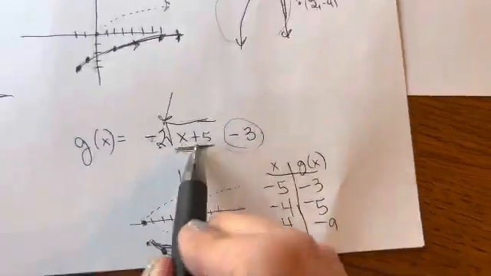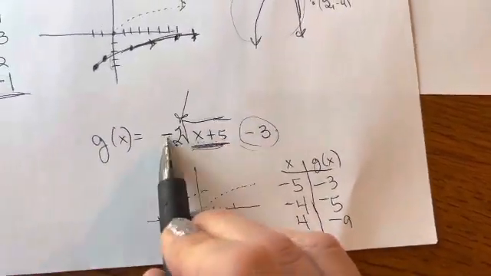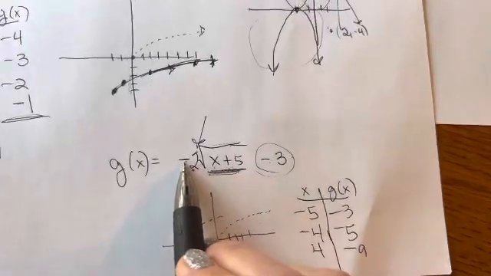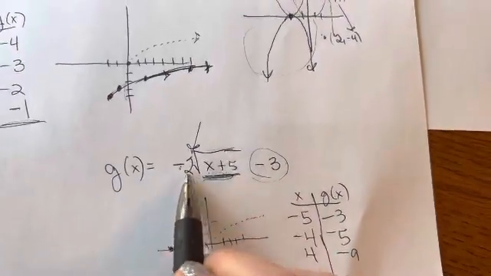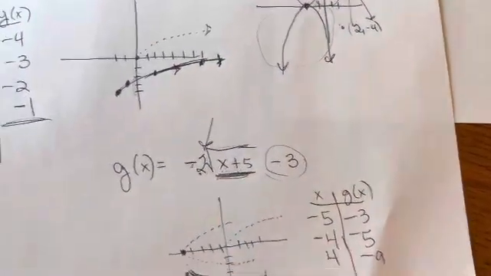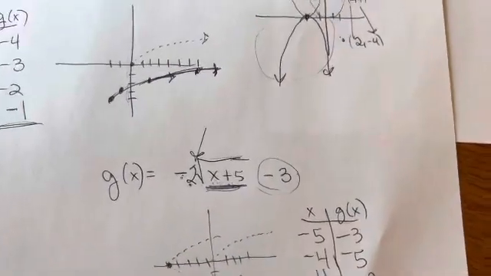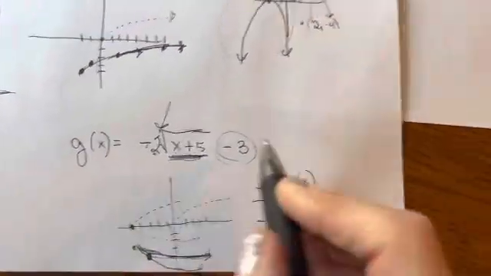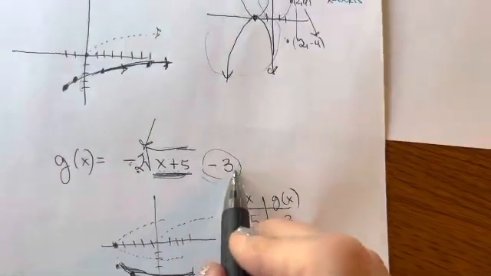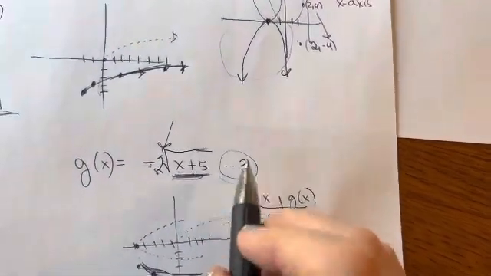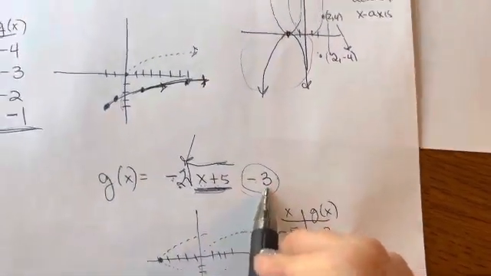Okay, so look at all the transformations. We have a horizontal shift to the left. We've got a reflection over the x-axis. It is getting steeper by a factor of 2. It's increasing by a factor of 2. So it's happening faster, and it's going down 3. That would be called a vertical shift, 3 units down, okay?